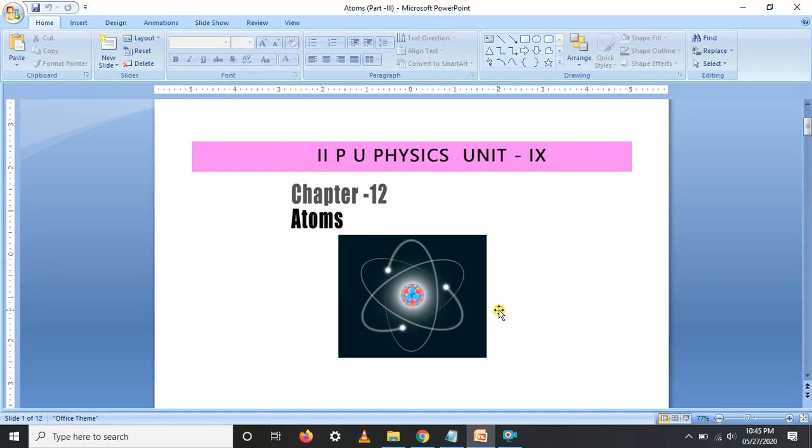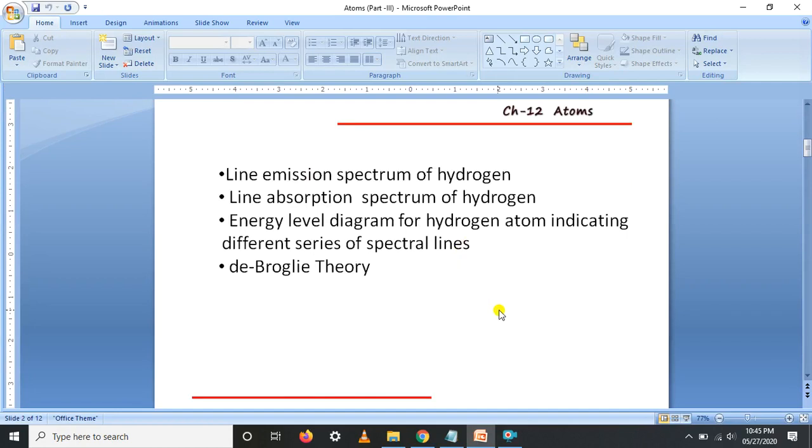So, we are studying the atoms chapter. In this video, we will study the line emission spectrum of hydrogen, the line absorption spectrum of hydrogen, the energy level diagram for hydrogen atom indicating different series of spectral lines, and de Broglie theory. So, these 4 points we will study in this video.